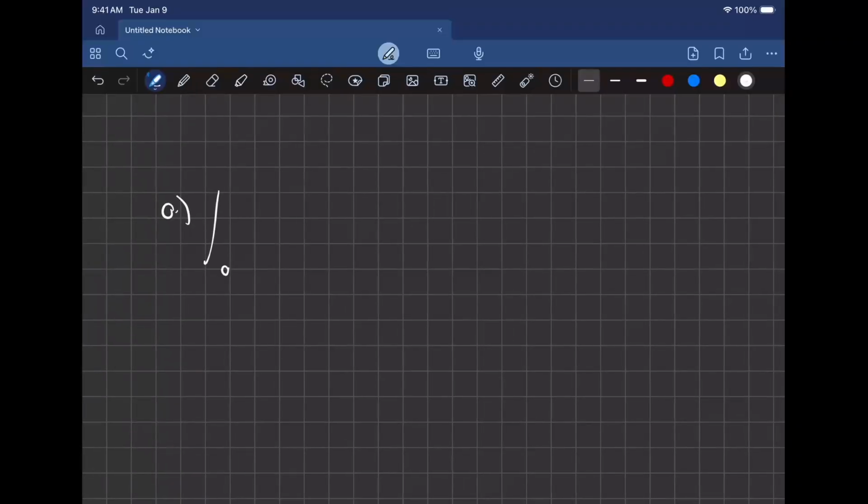So this is the integral from 0 to pi over 2 of cosine x over 1 plus sine squared x dx. Okay, this isn't too bad. We're going to let our u be sine of x. du is cosine x dx, so we can collect one of those cosines.